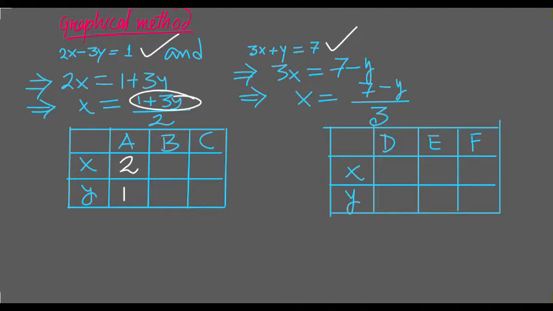Hence if I choose 3 for y, then it will be 3 into 3, which is 9. Then we have 1 we need to add, so that is 10, and 10 divided by 2 is equal to 5. So when y is 3, x is equal to 5. So before writing in the table, do your calculation beforehand.